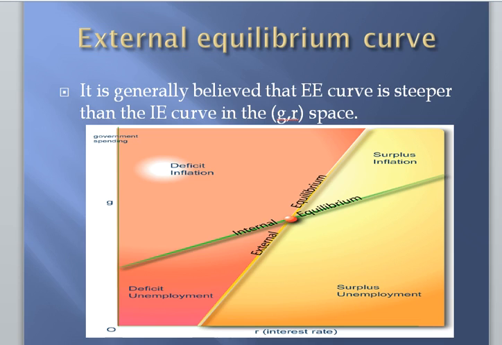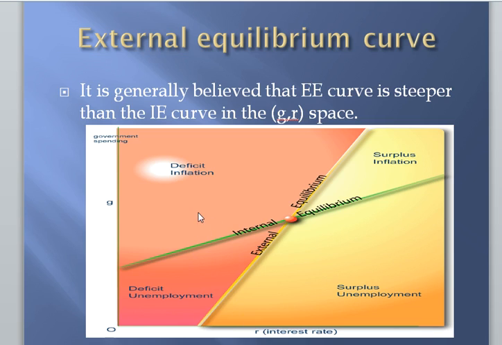This is the graph of the external equilibrium curve. And this is the combined graph of external equilibrium and internal equilibrium. Okay, what do we see in it? In the internal equilibrium, above the internal equilibrium line is inflation, and the downward area, below the line, is unemployment.